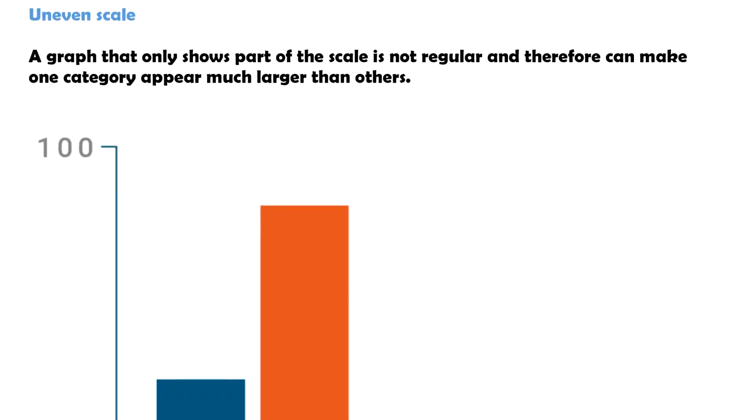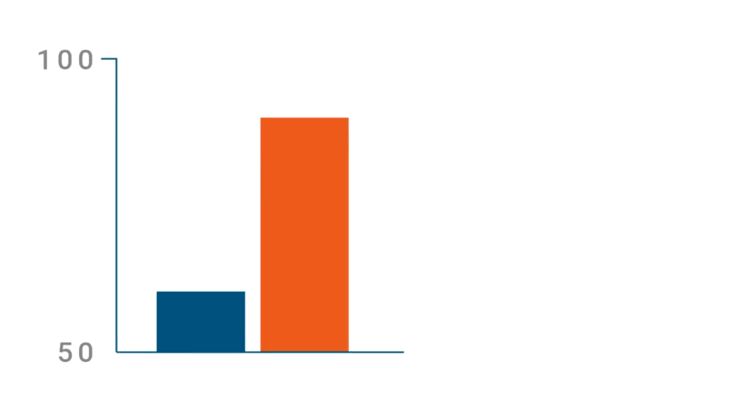The next one is an uneven scale. So they may put in a scale, but the problem is if they only show part of the scale, this is not a regular scale, and therefore can make one category again much larger than the other. So if we look at that same similar example, this time they've shown us a scale, so that's good. They've included it this time, but they've started at 50.